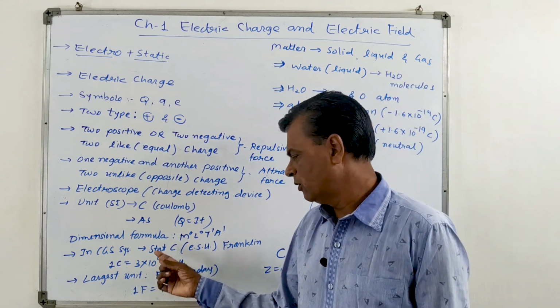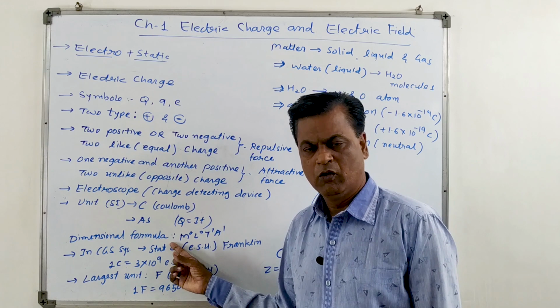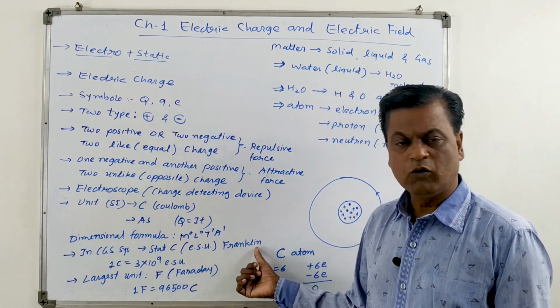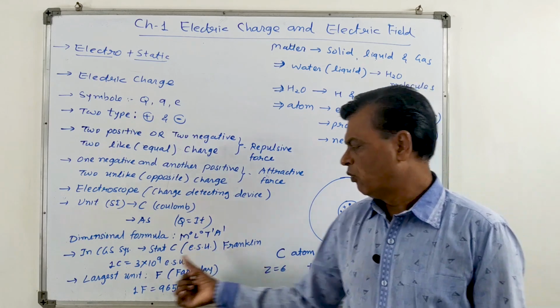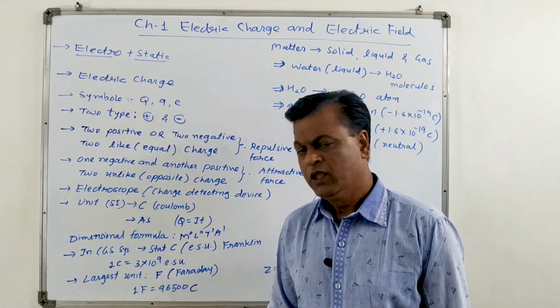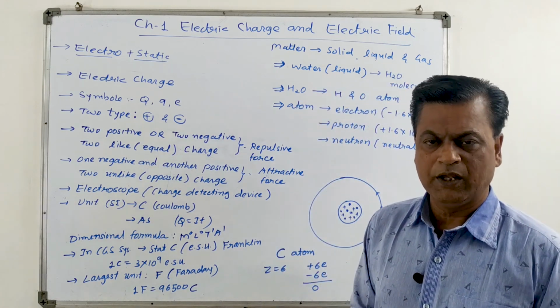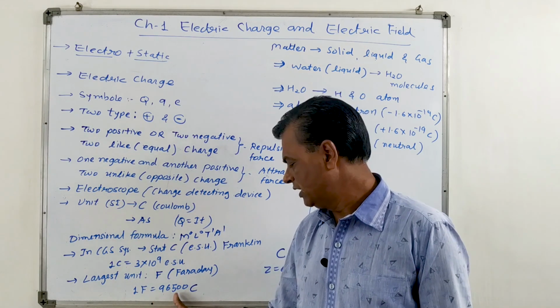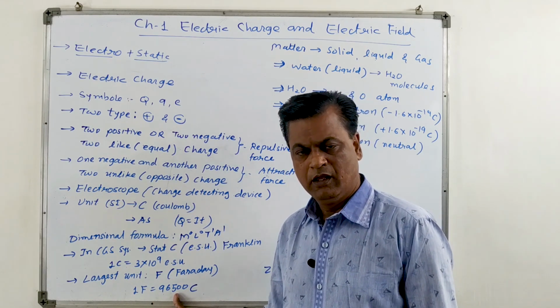In CGS system, unit of electric charge is statcoulomb or ESU, electrostatic unit. It is also known as Franklin. 1 coulomb equal to 3 into 10 raised to 9 ESU. Now largest unit of electric charge is Faraday. 1 Faraday equal to 96,500 coulomb.